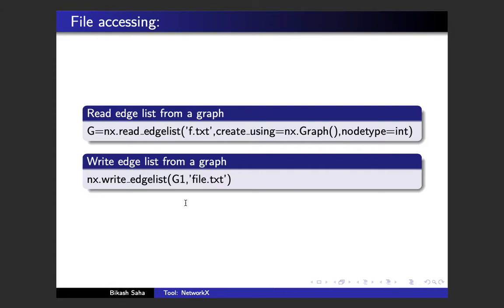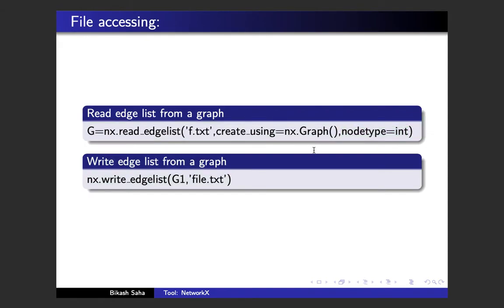Now file accessing. So read edges from a file, it's not a graph, it will be file. It's my mistake. Read the edge list from a file. We can read the edge list from a file using the read_edgelist function by providing the file name, and create using the data structure of the graph, and this is the node type.